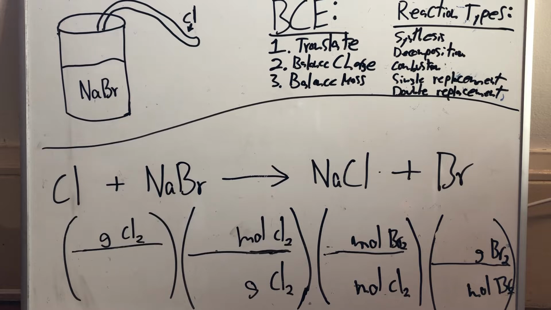Okay, so for my problem, I chose a practice problem from Unit 3. It's 10 grams of chlorine gas is bubbled through a concentrated solution of sodium bromide. Part A is to write a balanced chemical equation to represent the reaction, and part B is to figure out what mass of bromine will be formed using our answer to part A, using the balanced chemical equation.